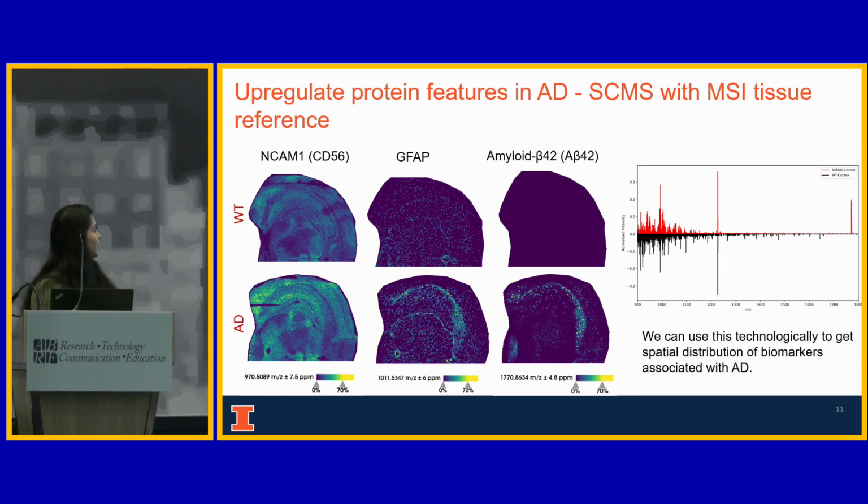Additionally, you can utilize this for Alzheimer's studies. I'm showing here 3 different biomarkers, and you can see their spatial distribution in wild type mouse and in the Alzheimer's mouse, and you can see how these are upregulated in the mouse model. So this becomes very useful in studying Alzheimer's disease.